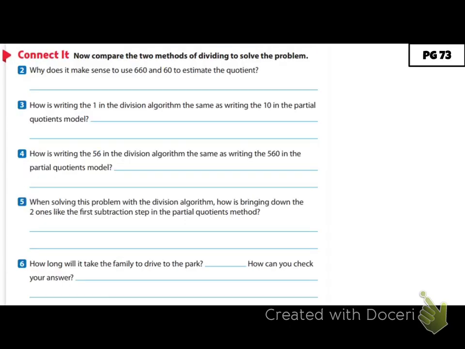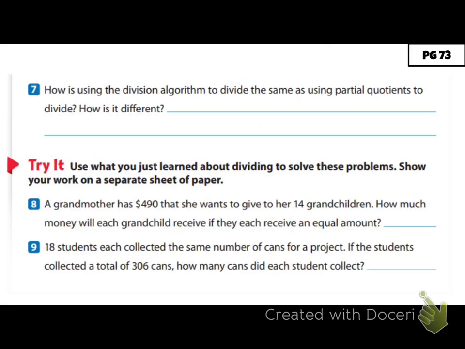So, now compare the two methods of dividing to solve the problem. Number 2 says, why does it make sense to use 660 and 60 to estimate the quotient? Really, it makes sense just because it's easy to divide 660 by 60.